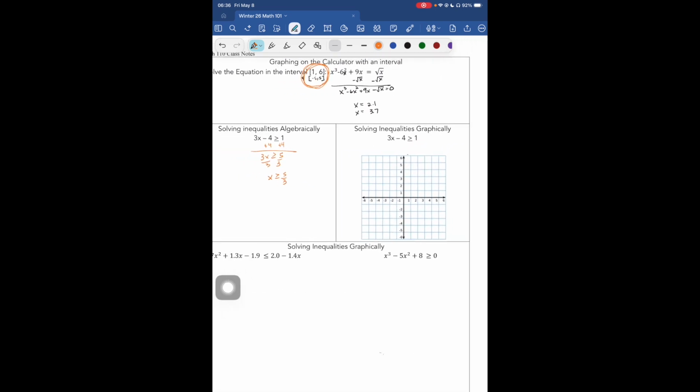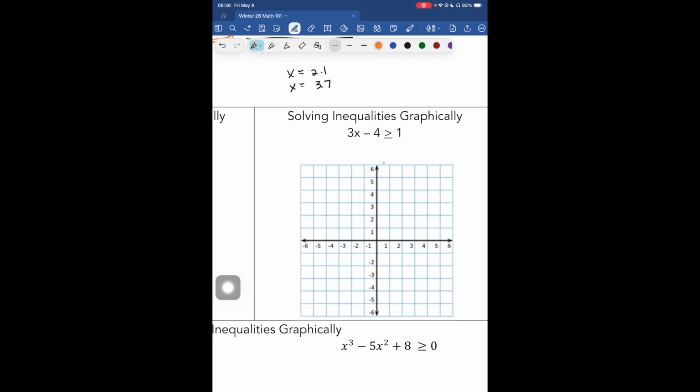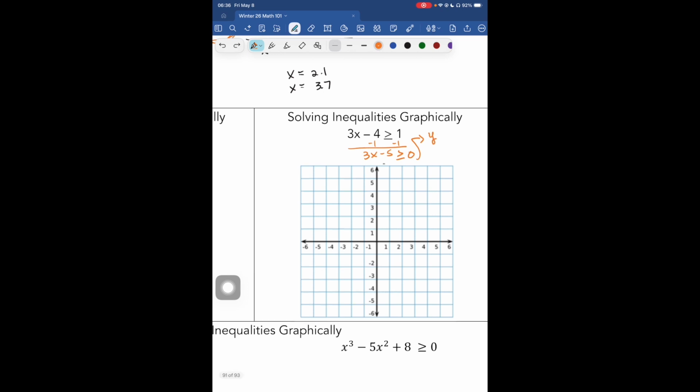Okay, looking at it graphing, we want to make it equal to 0. We're going to get 3x minus 5 is greater than or equal to 0. And when we rewrite it as y is less than or equal to 3x minus 5, the reason why it's less than is because if I was to substitute y into the 0, the tail is pointing at the y. And so here, the tail must still be pointing at the y.